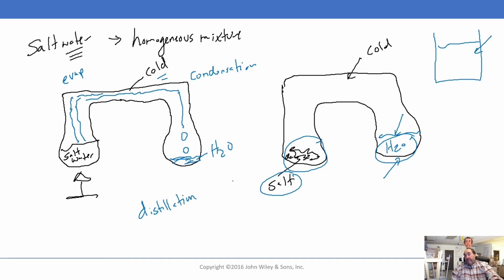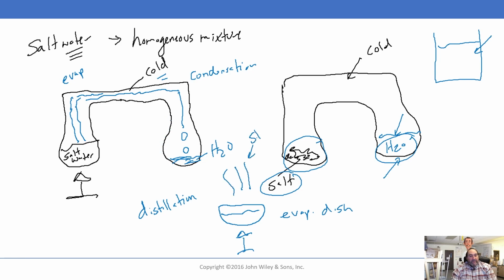Now, if you weren't interested, for example, in collecting the water, a very common procedure in lab is you would take what is sometimes referred to as an evaporating dish. And you would put your salt water in there, you would heat it up, and you basically would just lose the water as steam to the environment. So the water would just go off to the environment. And if you continue to do this, at the end, you would have just your salt left in your evaporating dish.